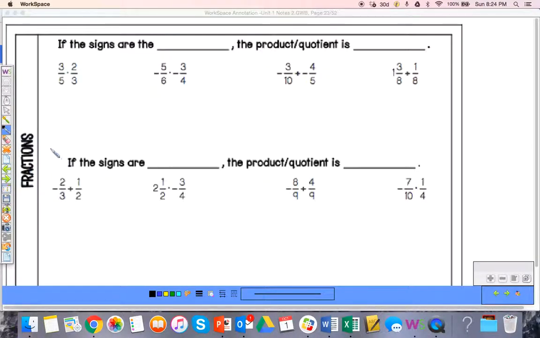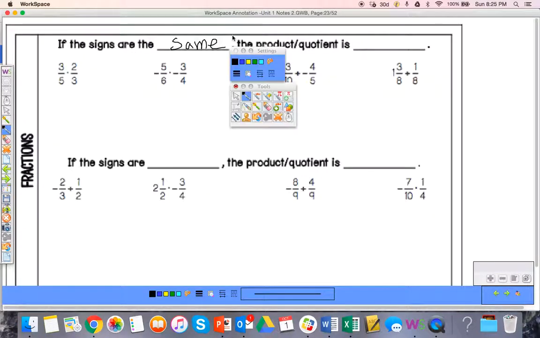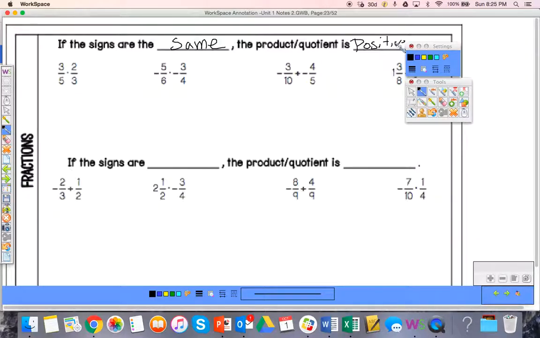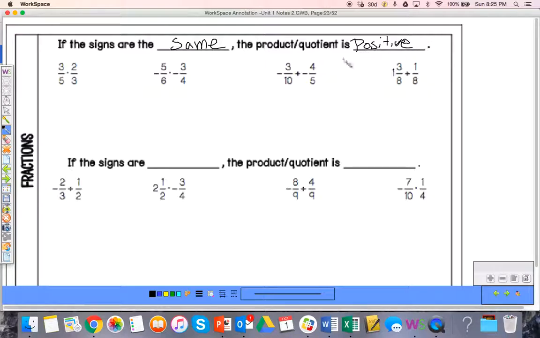So we're going to go to fractions. And you are going to get to hear me sing a lovely song. So first we're going to fill in the blanks. So again, if the signs are the same, the product or the quotient is positive. Sorry, these things keep popping up on me. So we are multiplying fractions.